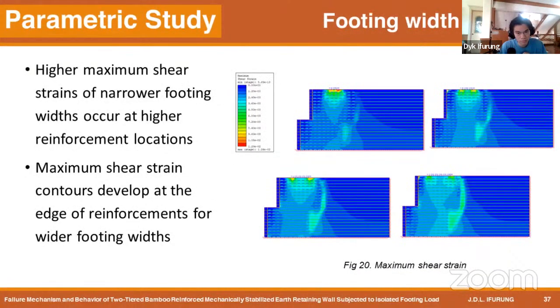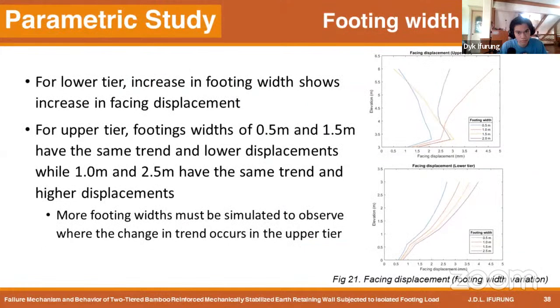For my simulations with the variation of footing width, it can be observed that higher maximum shear strains occur at higher reinforcement location, and maximum shear strain contours develop at the edge of reinforcements for wider footing widths. The facing displacements with variation of footing width shows an increase in footing width leads to an increase in facing displacement in the lower tier. However, for the upper tier, footing widths of 0.5 meters and 1.5 meters have the same trend and lower displacements, while 1.0 meters and 2.5 meters have the same trend and higher displacement. Thus, more footing widths must be simulated to observe where the change in trend occurs.